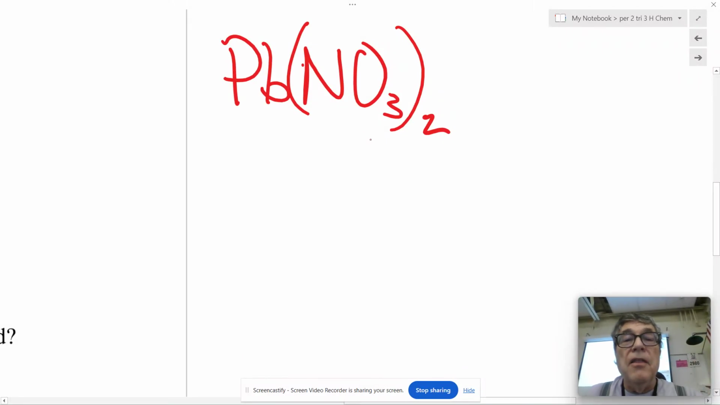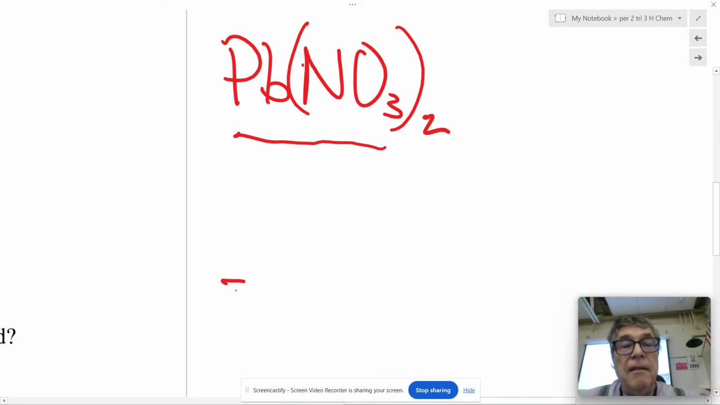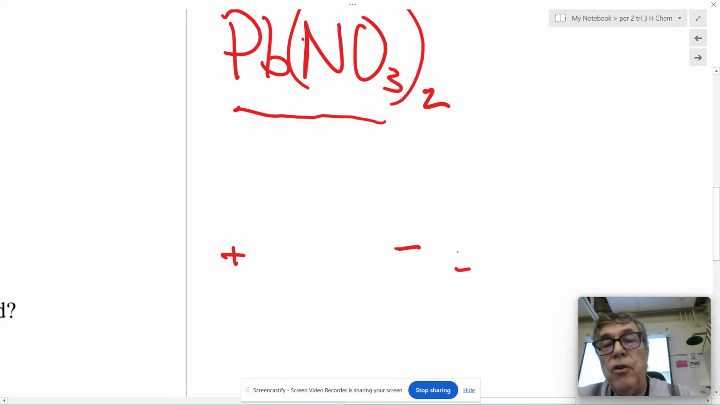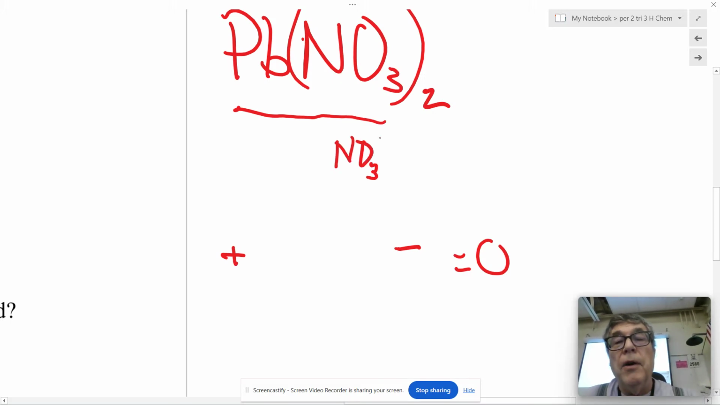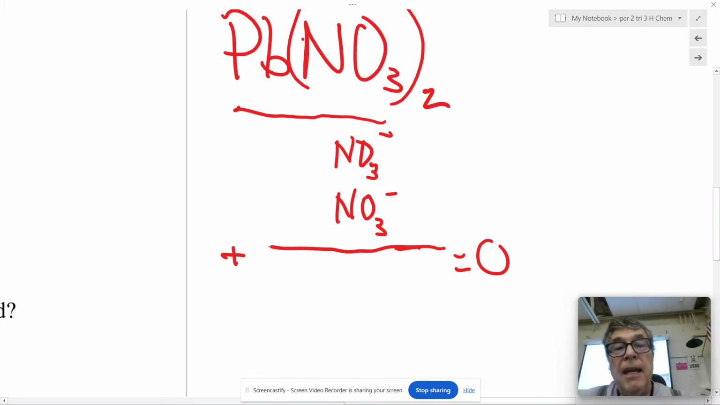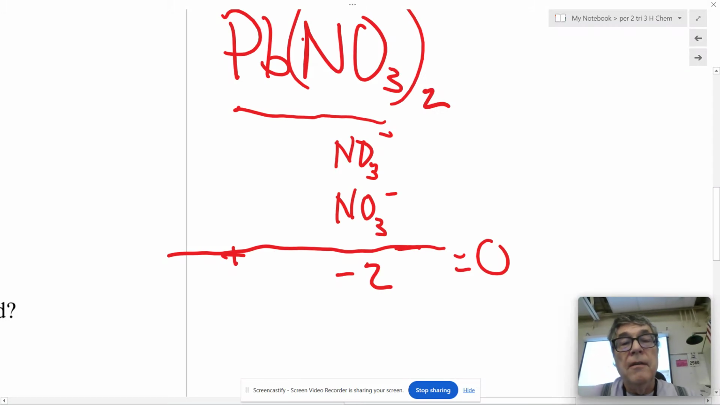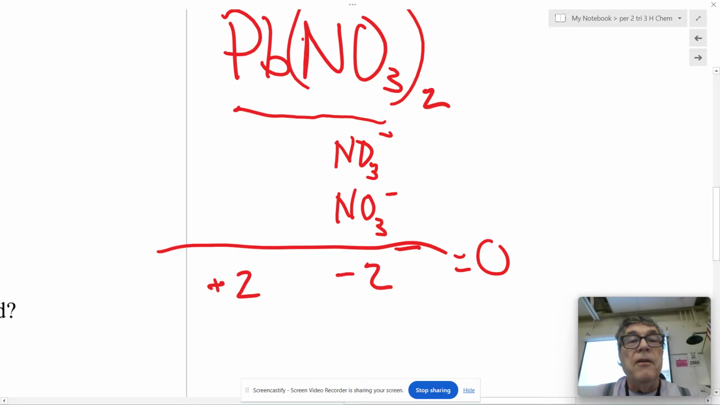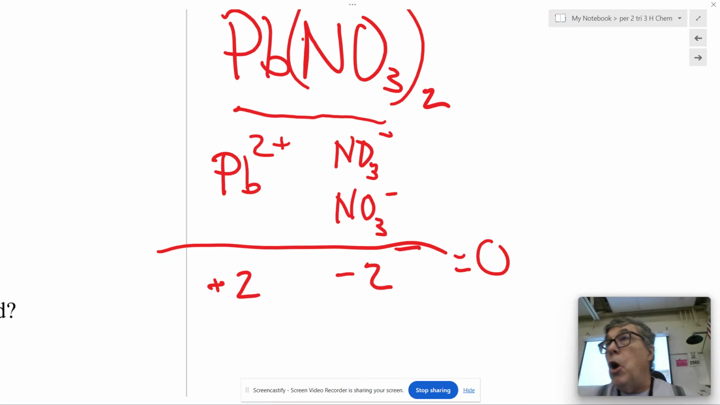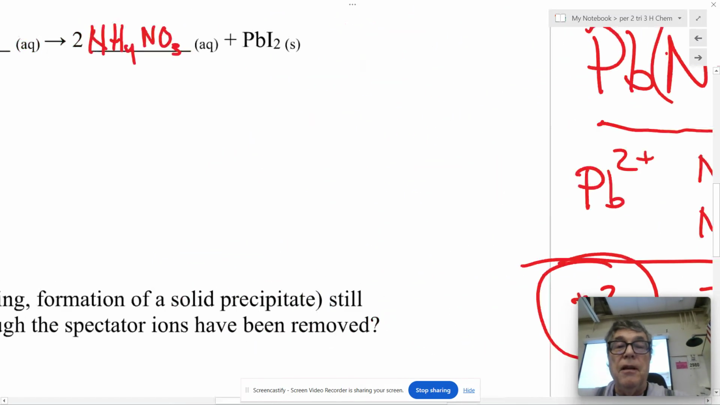Well, I want to remind you that the charges of the positive and negative ions have to add up to 0. Now here we have nitrate, NO3, -1, and we have a second nitrate, NO3, -1. That means that the total negative charge is -2. What's the total positive charge? Well, the total positive charge has to be +2. There's only one lead, so that one lead has to be +2. Once you've practiced this for a bit, you don't have to write that much to understand that the charge of the lead is +2.